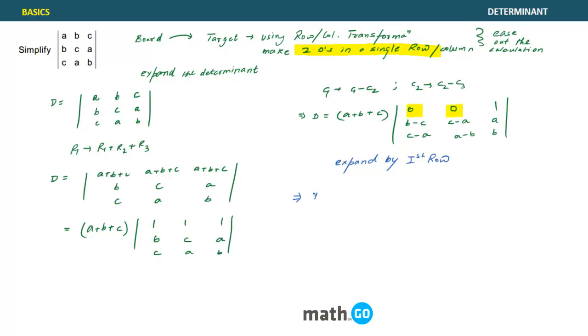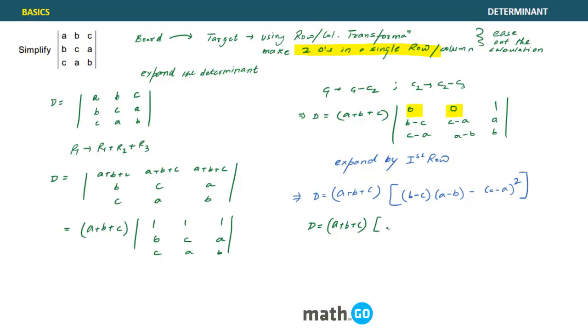So this implies D is nothing but now what? A plus B plus C. And if you expand this, you can see that you have least calculation in that particular way. Why? Because you will get B minus C into A minus B, right? This will be minus C minus A square, right? Okay, so do not leave the answer at this particular stage. You need to further resolve this to get to the simplified form.